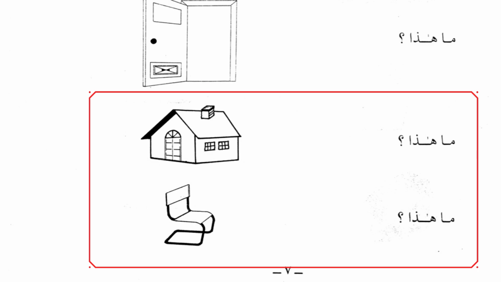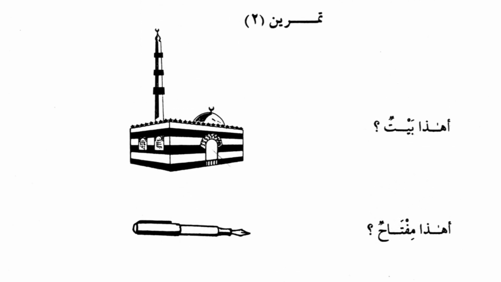So now let's move on to the next exercise. Tamreen means exercise, so it is exercise number 2, and it starts with the question ahada baitun, is this a house? The picture shown is a mosque, so therefore the answer will be no, it is a mosque. So in Arabic we say la hada masjidun. The question was ahada baitun, is this a house? Answer is no, it's a masjid. In Arabic la hada masjidun.